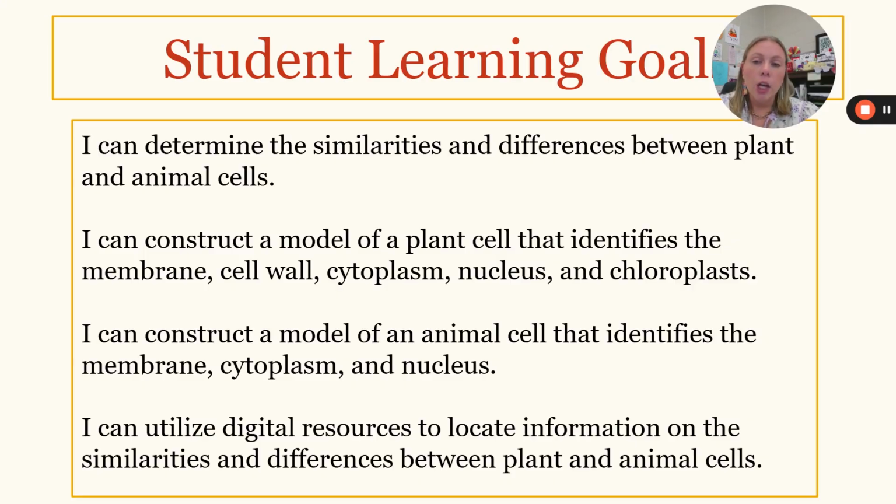The student learning goals I have identified are: I can determine the similarities and differences between plant and animal cells. I can construct a model of a plant cell that identifies the membrane, cell wall, cytoplasm, nucleus, and chloroplasts. I can construct a model of an animal cell that identifies the membrane, cytoplasm, and nucleus. And I can utilize digital resources to locate information on the similarities and differences between plant and animal cells.